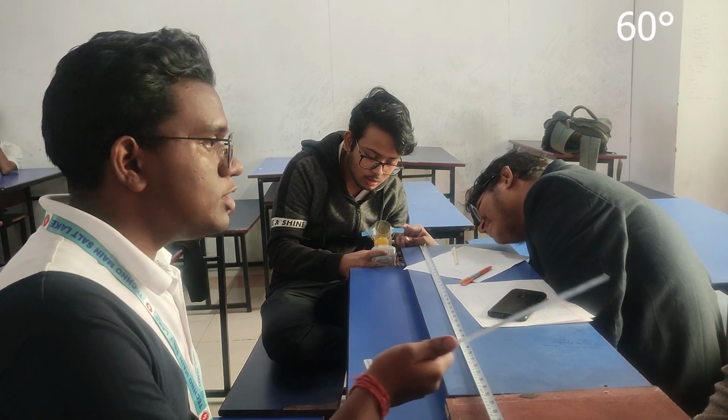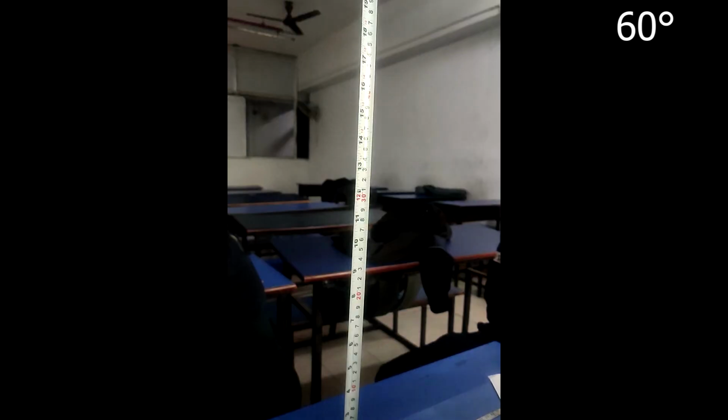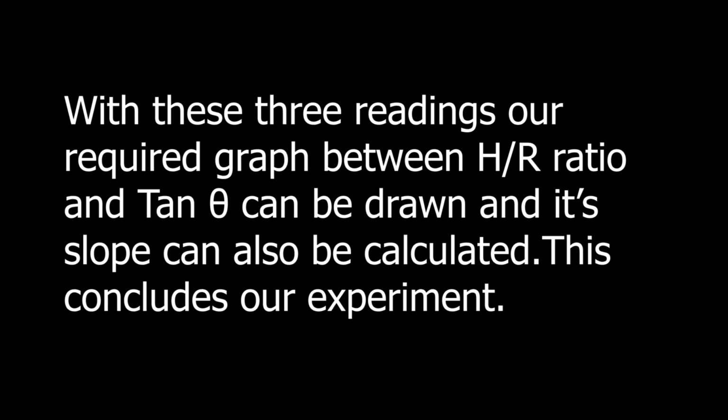As the maximum height of this projectile is much greater than 30 cm, a tape measure was used to take the reading. With these three readings, we can draw our required graph between the ratio of the maximum height to the range of a particle versus the tangent of the angle of projection, and its slope can also be calculated. This concludes our experiment.